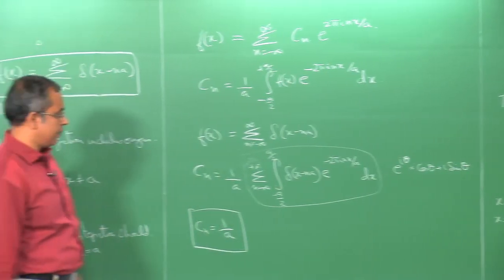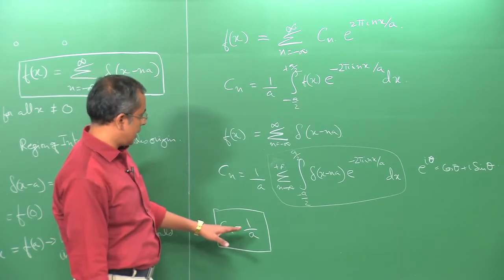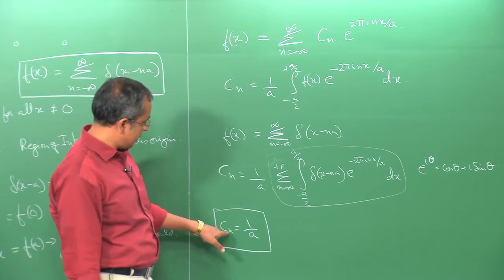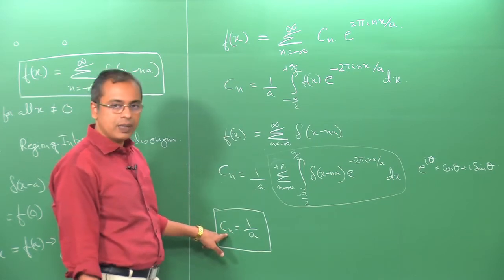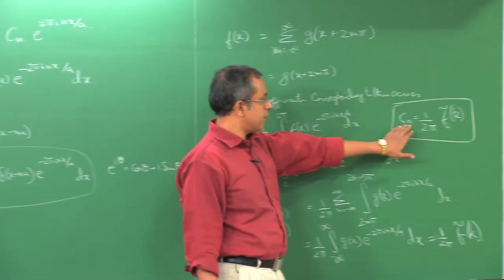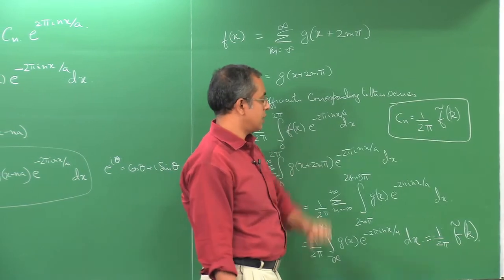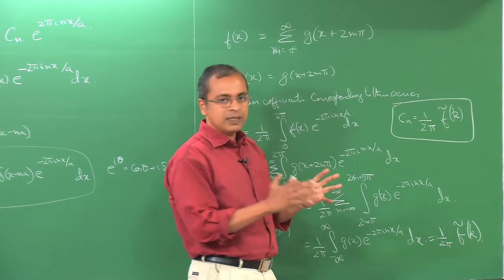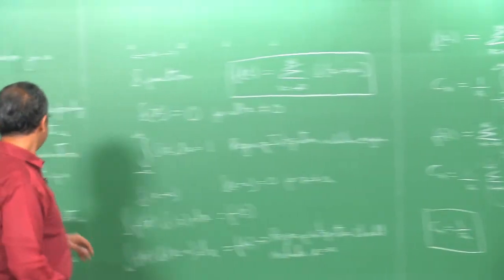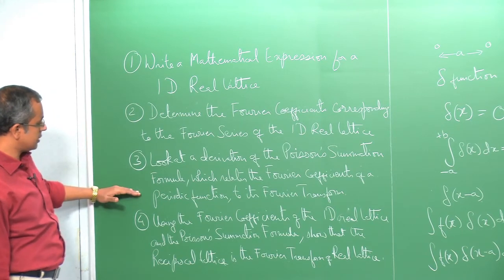So, we have got a few important relationships here. We have of course first of all written a mathematical expression for a 1D real lattice. We have arrived at the Fourier coefficients corresponding to the 1D real lattice, and we have also independently seen that the Fourier coefficients of a function can be related to the Fourier transform of the function, right. So, this is what we have got. If we go back to what we started out with, we will take a look. So, we have finished step 1, we have finished step 2, we have finished step 3.